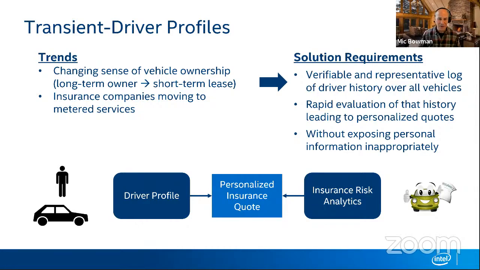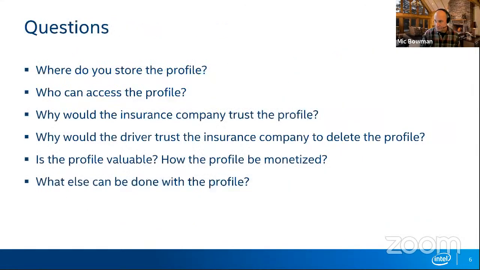They have no business knowing where we've been, though they have a reason to know how good a driver we are. So how can we do those kinds of computations? It brings up a bunch of questions about our data sharing issues. Where do you store the profile? Who gets access to the profile?